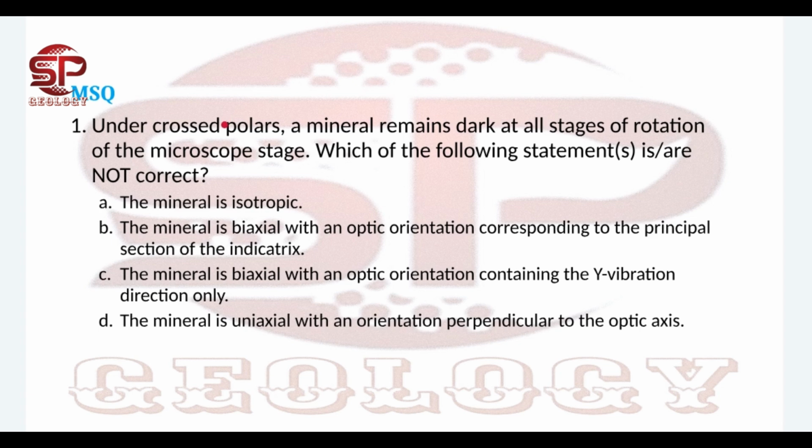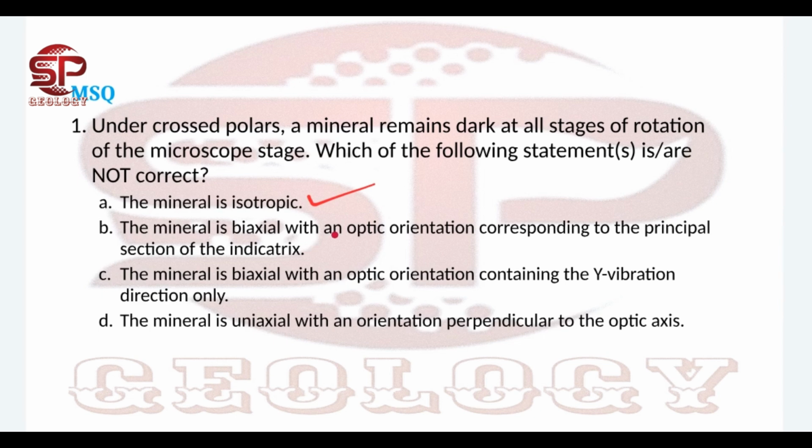Then comes another MSQ question. Under cross polar, a mineral remains dark at all stages of rotation of the microscope stage. Under cross polar, if the mineral remains dark at all stages, then it belongs to the isometric system and it will be isotropic. So the statement that the mineral is isotropic will be correct.